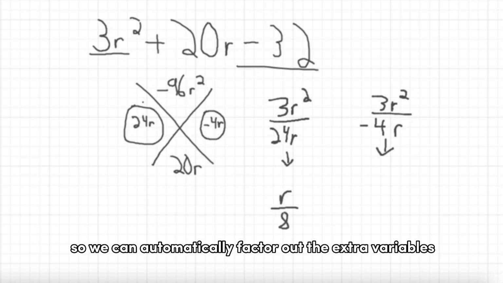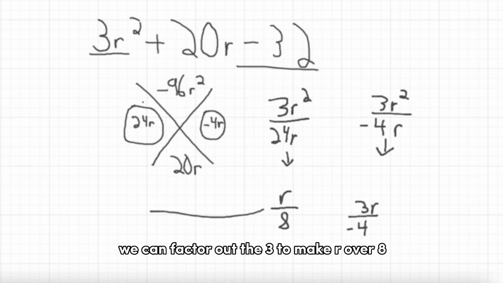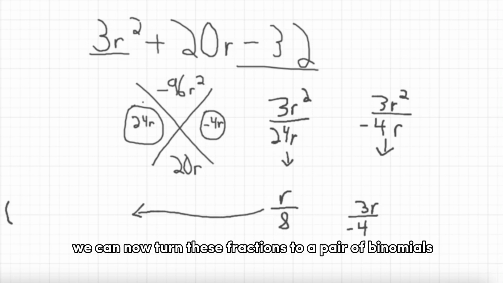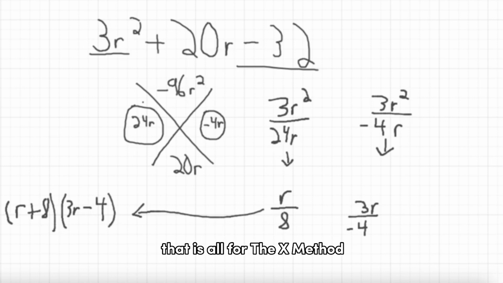So we can automatically factor out the extra variables, and between 3r squared and 24r, we can factor out the 3 to make r over 8. We can now turn these fractions to a pair of binomials, which would be r plus 8 times 3r minus 4. That is all for the X method.